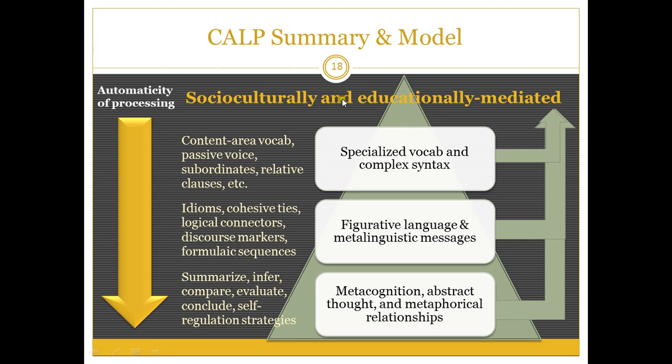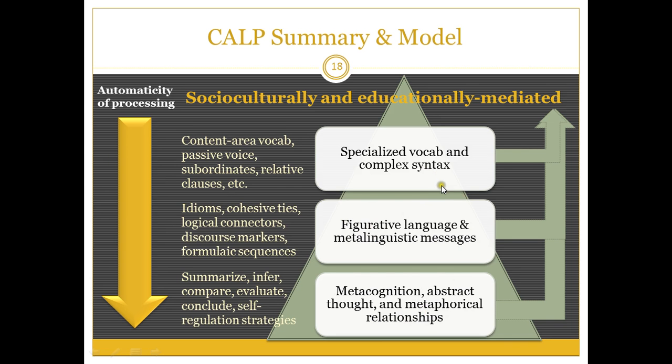So I want to look at a summary of where we've been. This is my model of CALP. As you can see, it's a pyramid, and at the top, or the surface, we have specialized vocabulary and complex syntax. These would be more surface structures. A little deeper down, we have figurative language and metalinguistic messages or awareness. So that's awareness of how language is structured. And then at the deepest level of CALP, we have metacognition, abstract thought, and metaphorical relationships.